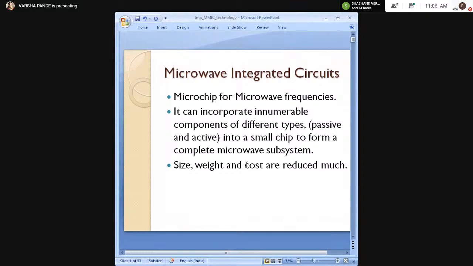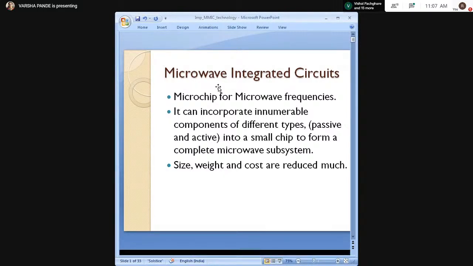Now see, today we are going to see the mimic devices. Mimic devices means what? In the microwave communication system, all the required devices, whether active or passive components, if they are fabricated on a single integrated circuit, are considered mimic devices. That means monolithic microwave integrated circuits. That is nothing but mimic devices.